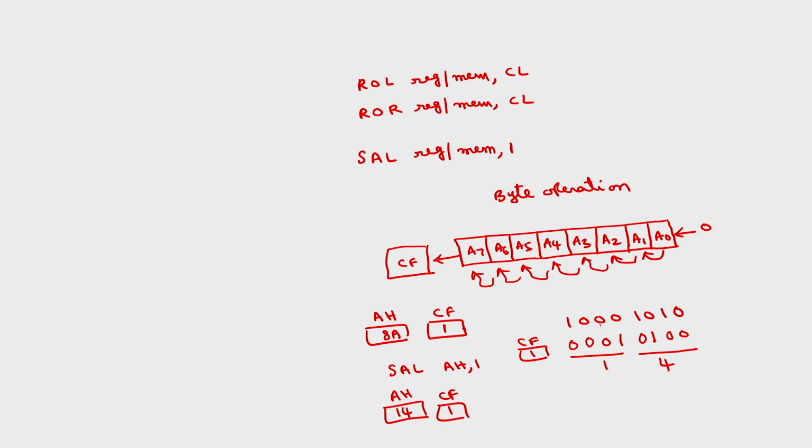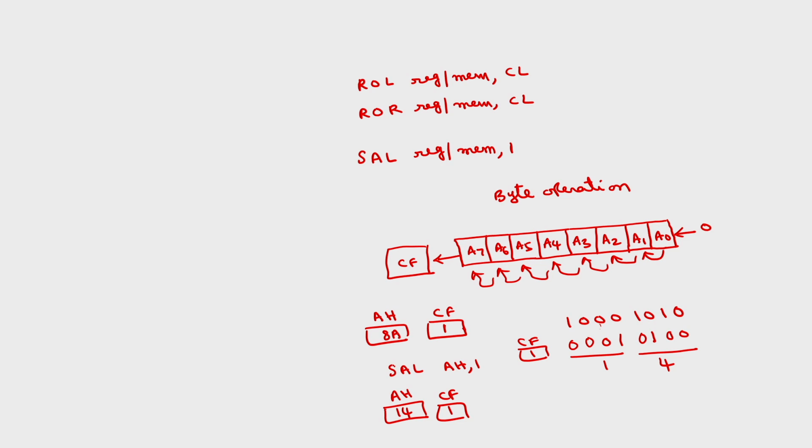This is about shift left operation and how this will be different from the rotate left operation. In rotate left operation, the contents of A7 will move to C7, the carry flag, and then carry flag to the LSB, or A7 contents to the A0. Whereas here so many zeros will be added at the A0 position.